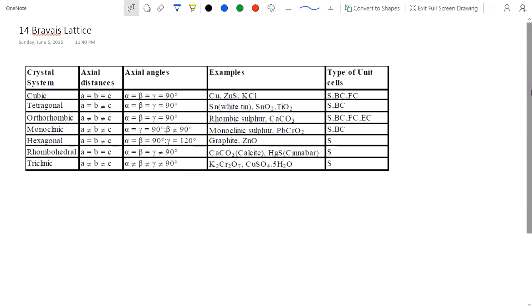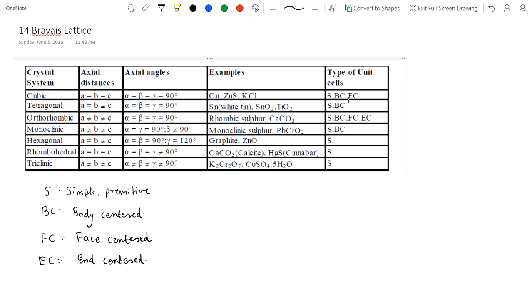Now the three-dimensional arrangement can have 14 different types of combination of crystal structures. Those are called 14 Bravais lattice. I have tried to summarize all the possible systems in case of 3 dimension. So the first one is cubic system, in which all the sides are equal, A equal to B equal to C, and all the angles are 90 degrees. The examples are copper, ZnS and KCl.